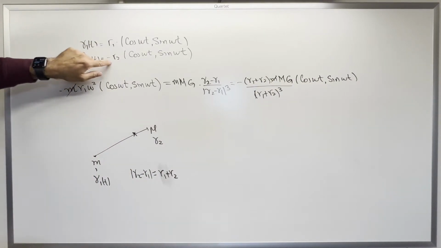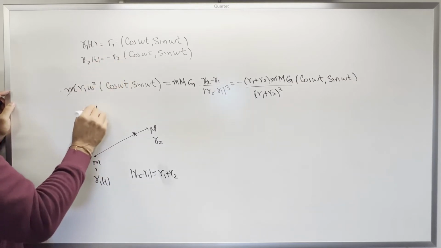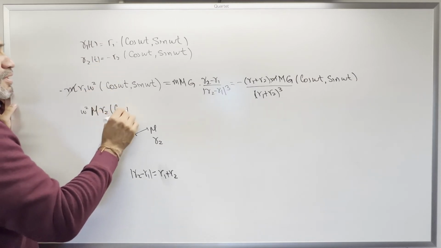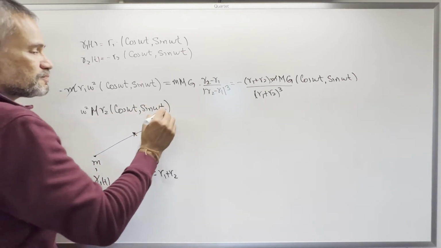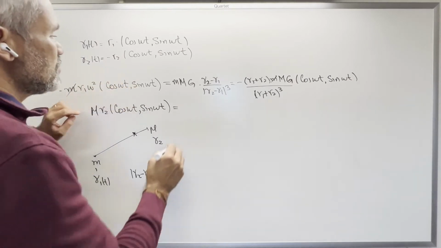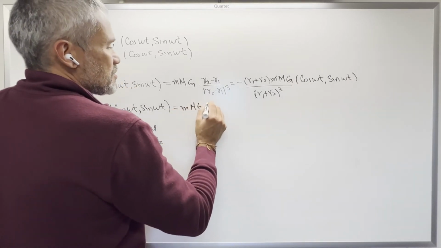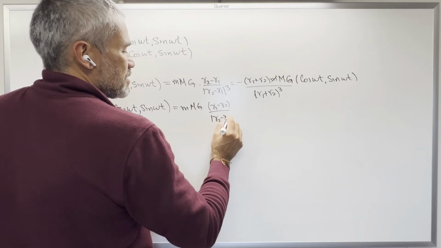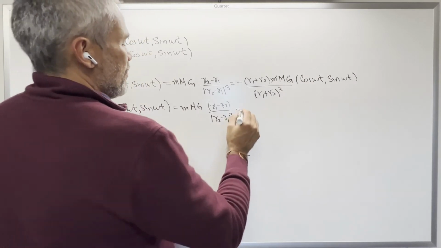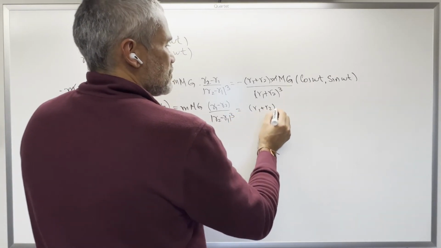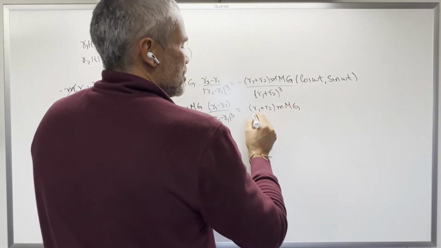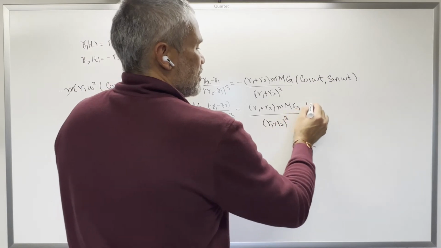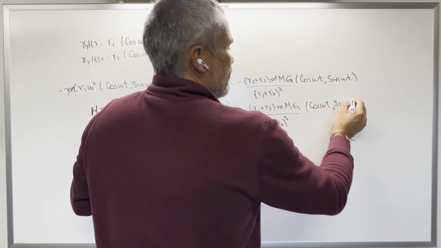And likewise, when we do the second derivative, mass M times the second derivative will be r2 times cosine of omega t, sine of omega t, and then this is equal to the product of the masses times r1 minus r2 over the norm of this cubed, and then we end up with r1 plus r2 times the product of the masses times G over r1 plus r2 cubed times cosine of omega t, sine of omega t.